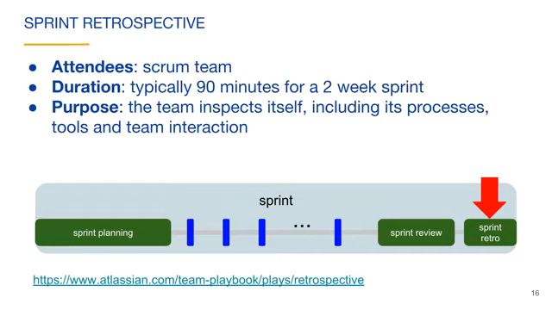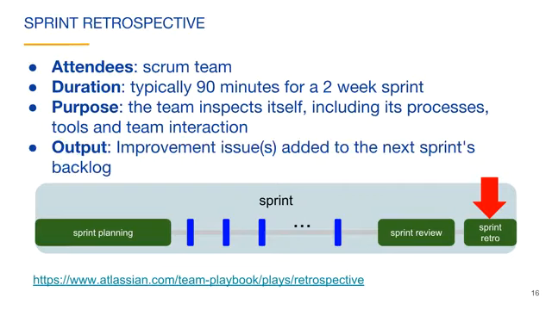The team usually discusses what they should keep doing, what they should stop doing, and what they should start doing. The meeting is about continuously improving the team. The output of the meeting is to add one or more improvement-related issues to the next sprint's backlog. It's important that the team spends some of its time on these issues rather than exclusively building the product. The link at the bottom is from the Atlassian team playbook on retrospectives. You can find more information there.